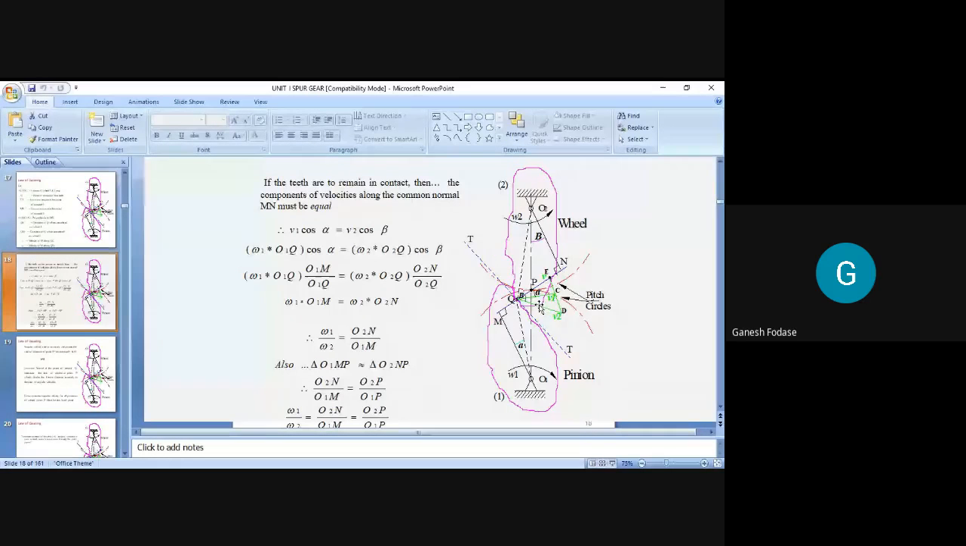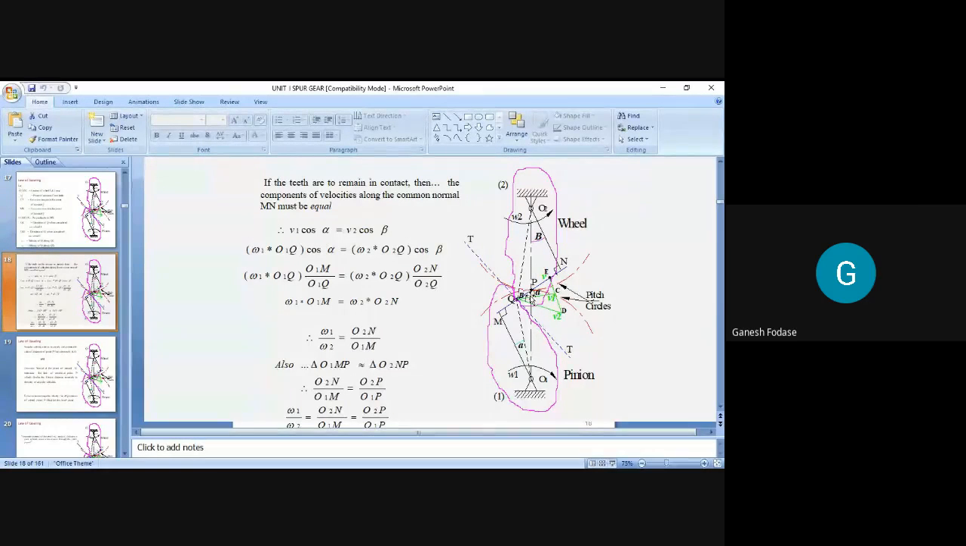Now, what is the law of gearing? If you want the gear teeth to remain in constant contact, then the components of velocities along the common normal must be equal. Actually, this is the condition. But why should it be equal? Because we know law of gearing means, gears are used to transmit a constant angular velocity ratio. That is, omega 1 upon omega 2 must be constant.